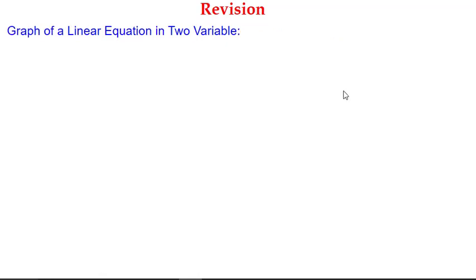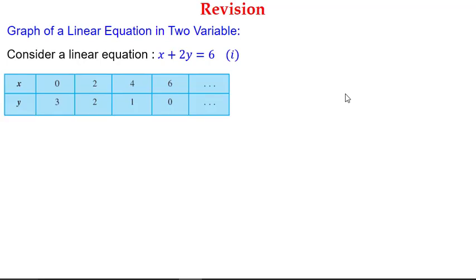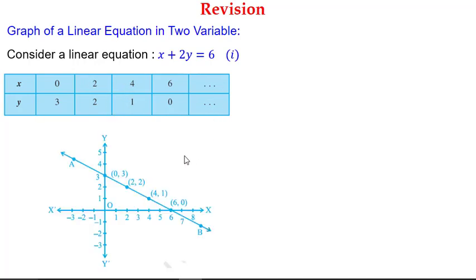Now the graph of a linear equation in two variables. So consider a linear equation, say x plus 2y equal to 6. We want to draw the graph. Now to plot the graph, we need some solutions, at least 2. So here for x plus 2y equal to 6, when I take x as 0, I get 2y equal to 6, which gives me y equal to 3. So (0, 3), like that (2, 2), (4, 1), (6, 0), etc. are the solutions for this linear equation.